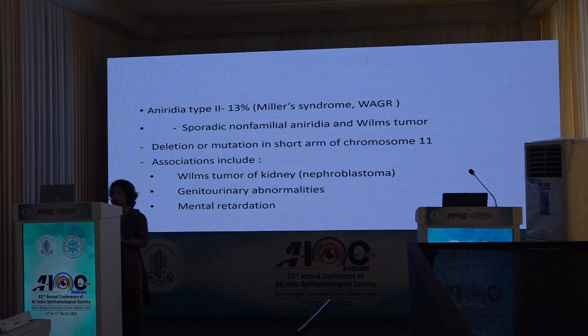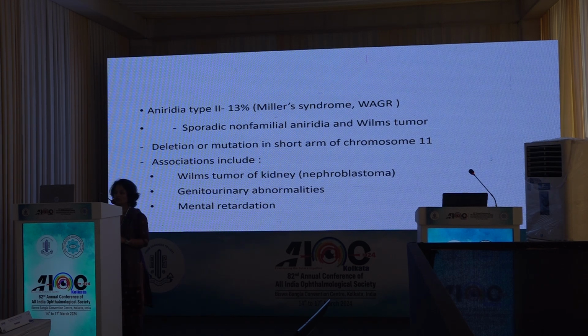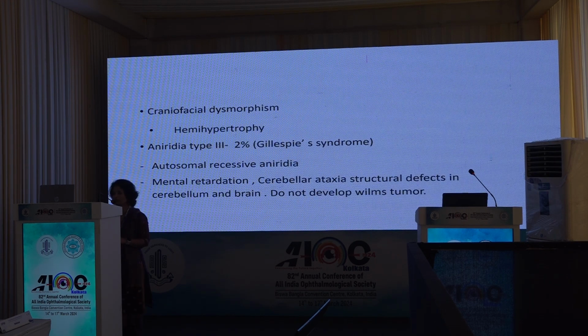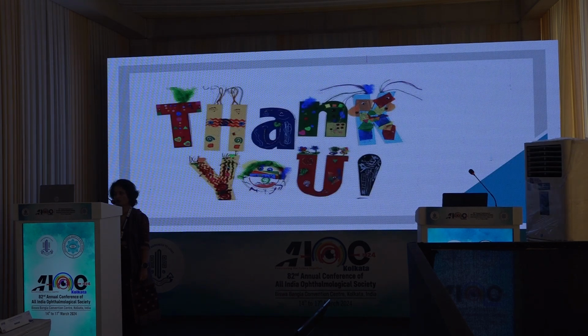Aniridia type 2, that is 13%, Miller syndrome, is sporadic, non-familial aniridia and Wilms tumor, with deletion or mutation in the short arm of chromosome 11. It is associated with Wilms tumor, genitourinary abnormalities and mental retardation, and craniofacial dysmorphism. Then aniridia type 3 is autosomal recessive aniridia with mental retardation, cerebellar ataxia, structural defects in the cerebellum and brain, and it does not develop Wilms tumor.